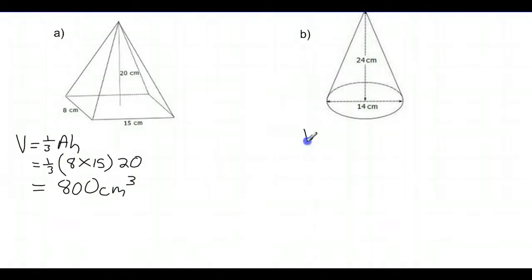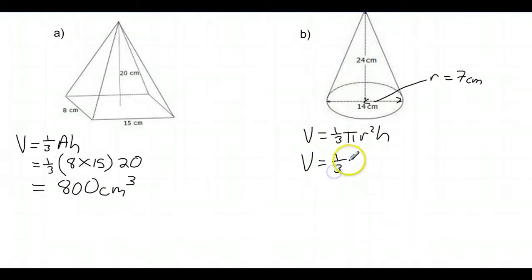Here we have a cone. Volume is 1/3 pi r squared h. And r is equal to 7 centimeters. So we always have to look at what we're given. Do we have to do any adjustments? I have a diameter of 14. I want to get a radius of 7.